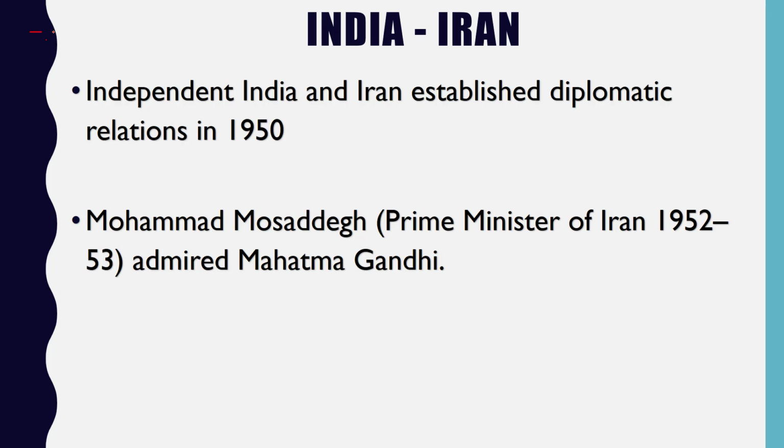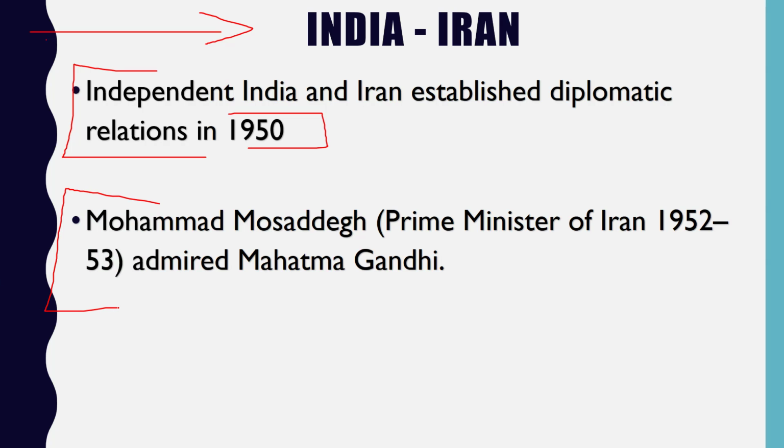Now let's talk about India and Iran relations. Independent India and Iran established diplomatic relations in 1950, right after India achieved its independence and was on its way to construct its own constitution. And of course, Mohammad Mosaddegh, we need to talk about this person. He was the Prime Minister of Iran for a very brief period between 1952 and 1953. He was a very important person during that era, and he is still regarded by a lot of Iranians as one of the finest politicians the country ever created.